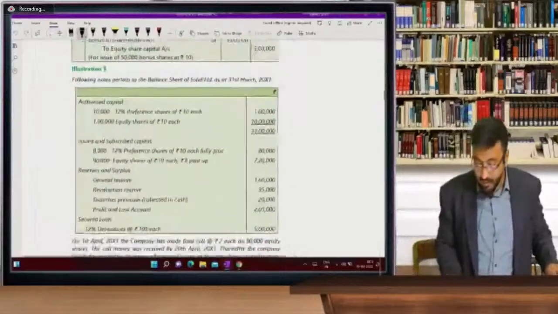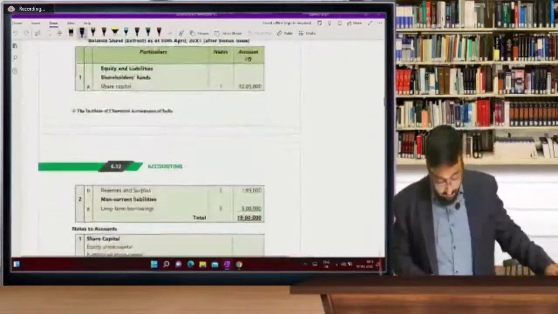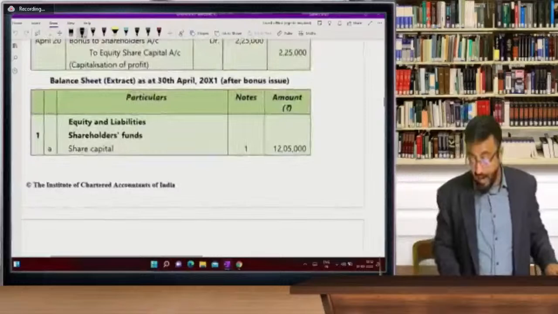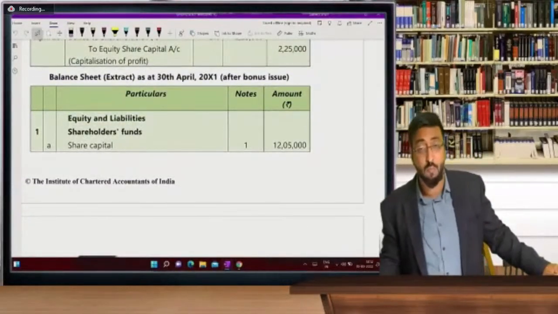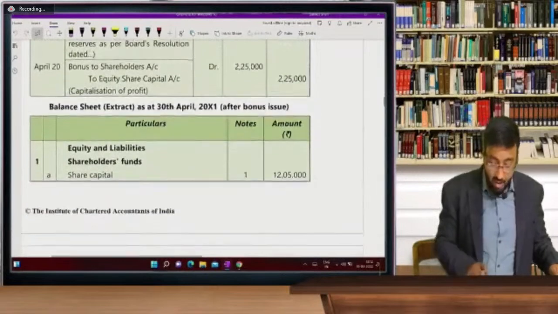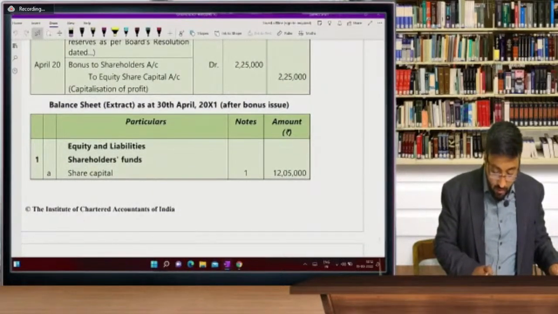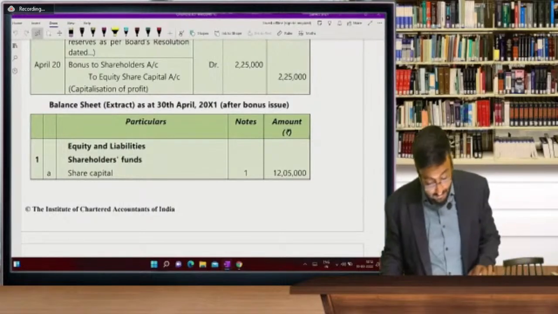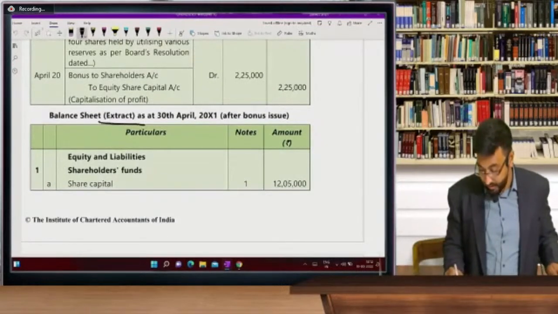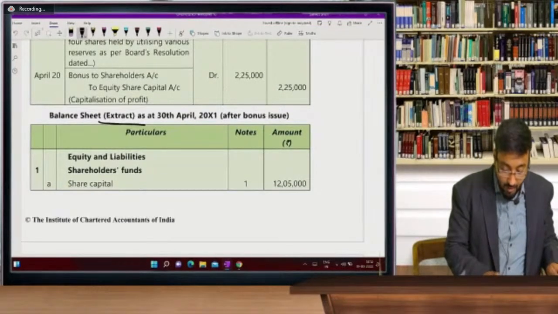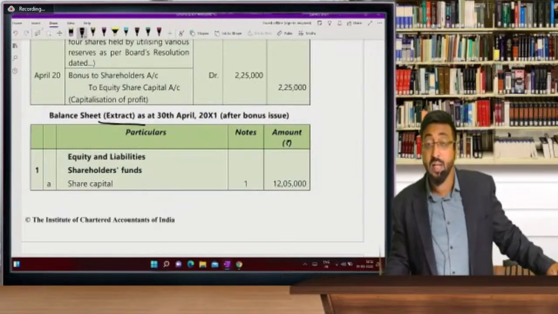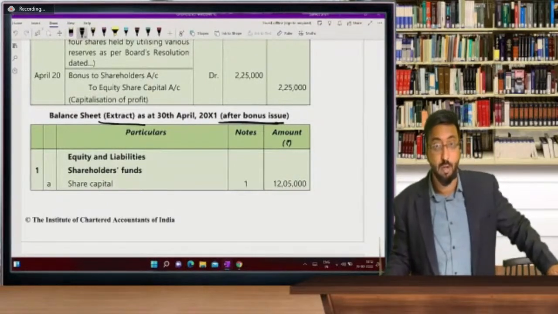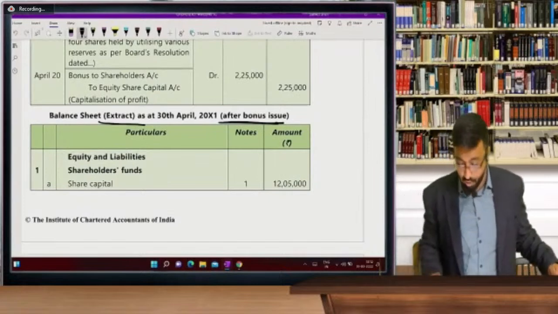So illustration number 3, I told you to finish it. The balance sheet pro forma is still remaining, and we are going to start with the balance sheet pro forma today. Now what is your understanding about the balance sheet pro forma, beta? Balance sheet extract on 30th April 2001 after bonus issue is given below. So how to write this balance sheet pro forma? Very, very important: particulars, notes and amount. So see the pro forma.